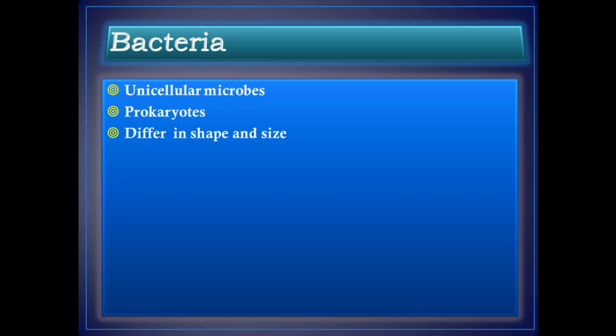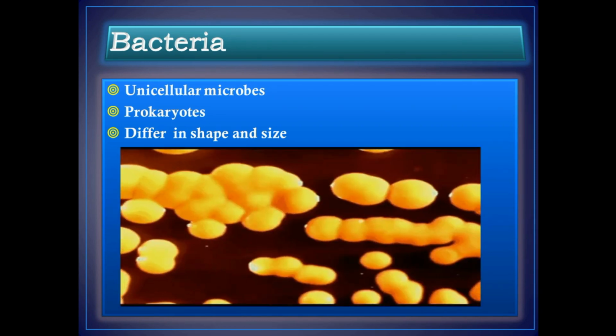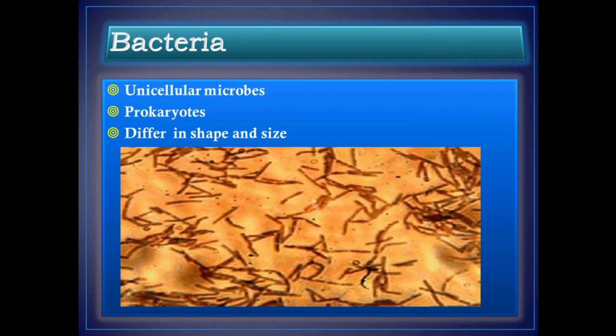Now let's move to each category. First we go through the bacterial diseases. What is a bacteria? Bacteria is a unicellular microbe, a single-celled organism. They are basically prokaryotes without a proper nucleus. They differ in shape as well as in size. So very primitive member under the domain prokaryotes. Here you can see the examples of various bacteria.